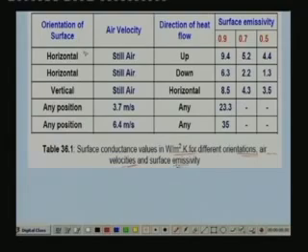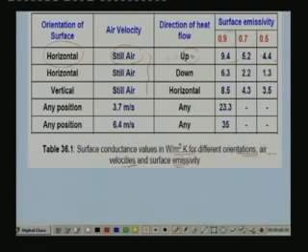For example, take this. This orientation of the surface is horizontal, and the air velocity is still air. That means you can apply this still air condition to the conditioned space inside the building. And if the direction of the heat flow is upwards, and if the surface emissivity is 0.9, then the heat transfer coefficient is 9.4 watt per meter square Kelvin. If the surface emissivity is 0.7, then the heat transfer coefficient is 5.2 watt per meter square Kelvin, and if the emissivity is 0.5, this is the heat transfer coefficient.